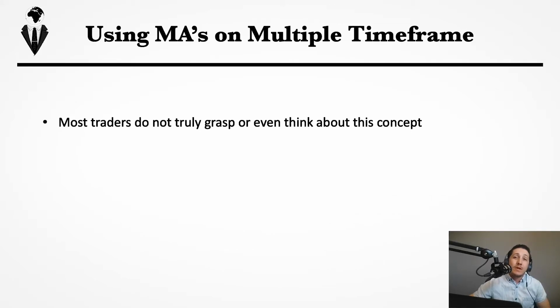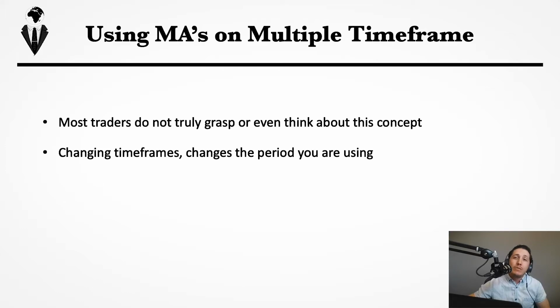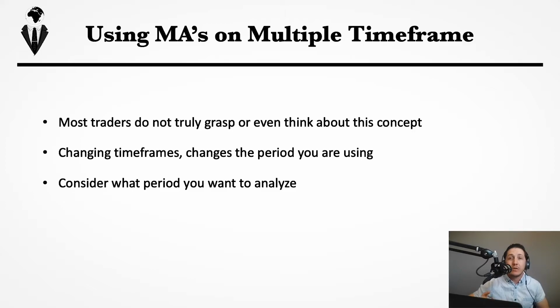Basically, what I want to discuss is the fact that most traders don't actually grasp or even think about this concept: when you're changing time frames, you are actually changing the data set that you're looking at, and you're changing the actual period of the moving average. So you need to consider what data set or how many periods you're actually trying to analyze when you put this on your chart and you change the time frame.